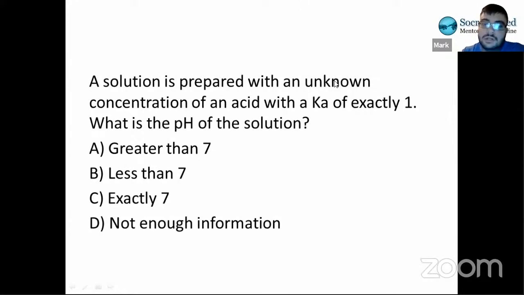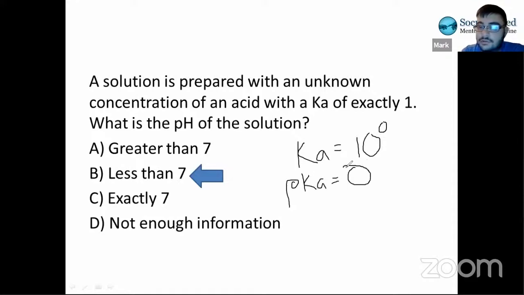So the majority of people pick answer choice B, and I would agree. I think it's B because we have a Ka of 1, and I'll just rewrite it as 10 to the 0th power. That means pKa is 0, right? Because I just told you pKa is just the exponent. If you do 10 to the power of it, it's just the exponent. So pKa would be negative 0, which is also 0. So pKa is 0. I mentioned the lower the pKa, the more acidic it is. If you have a pKa of 0, that's fairly acidic.